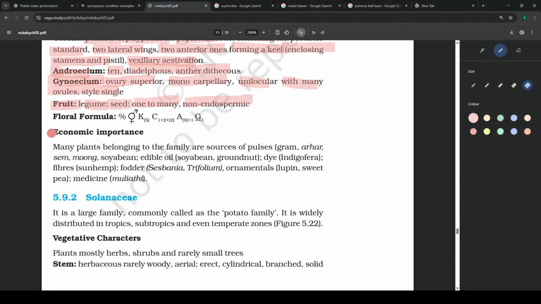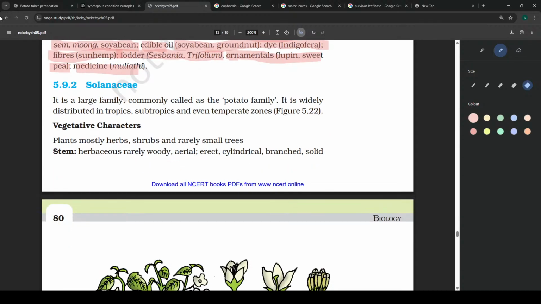Superior gynoecium. Economic importance: many plants belonging to the family are sources of pulses, gram, arhar, moong, soya bean; edible oil, soya bean, groundnut; dye, indigofera; fibers, sun hemp; fodder, sesbania, trifolium; ornamentals, lupin, sweet pea; medicine, mulethi, etc. All of these are examples for different uses.